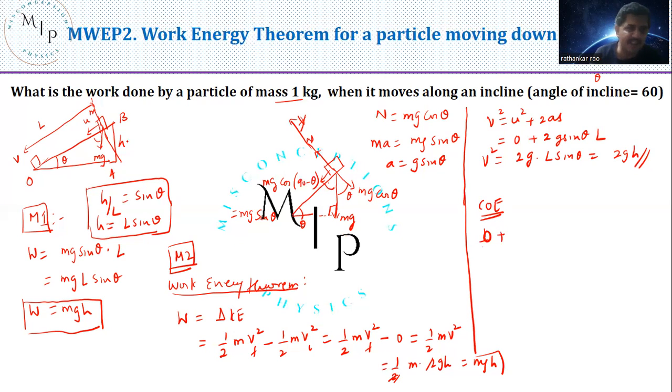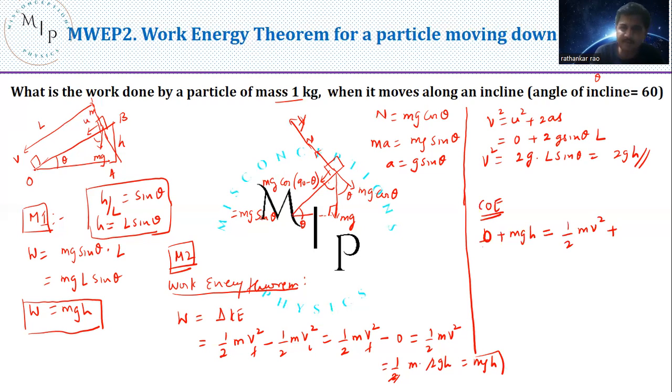What is the potential energy of the particle at this point? mgh, because it's at this height, right? mgh should now be equal to the final kinetic energy. What is the final kinetic energy? Half mv square, plus what is the final potential energy? See, the particle started coming down like this.